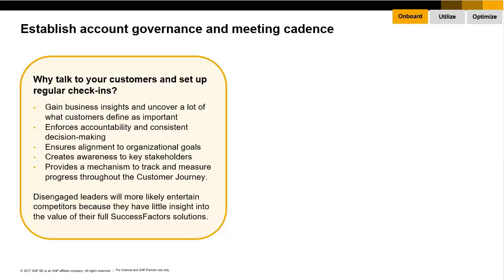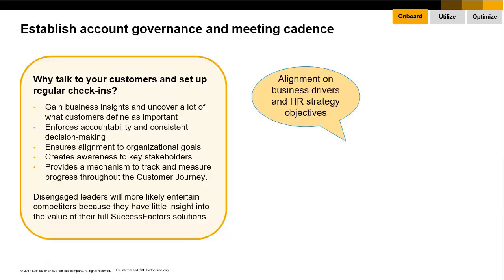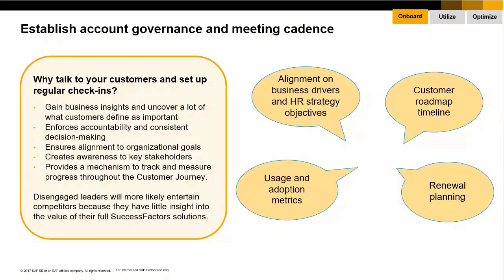During your scheduled review meetings with customers, keep these topics in the conversation: alignment to business drivers and HR strategy objectives, the customer roadmap timeline, usage and adoption metrics, renewal planning, and any other opportunities around product innovations, optimization events, and areas where they can realize value. And remember, don't wait until the last minute. Value realization can only happen through this sort of regular, proactive customer engagement. So make sure that you take the time to outline to the customer why these meetings are important and set a schedule that makes sense for your customer.